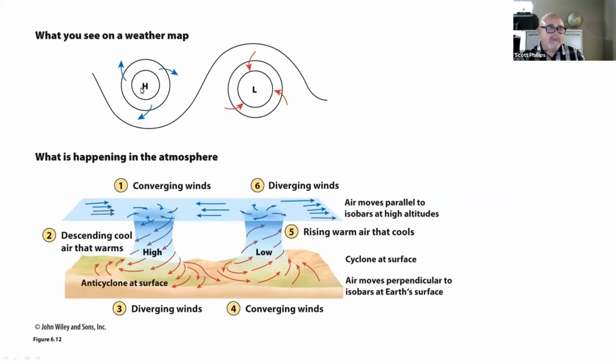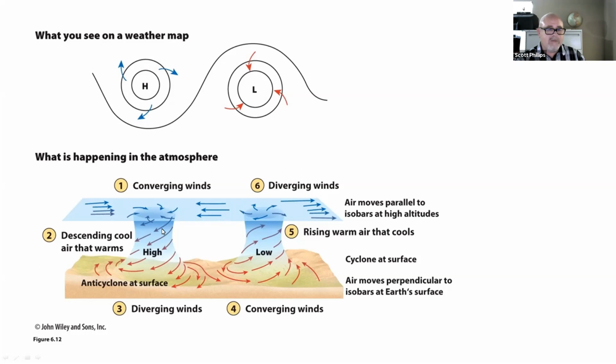So on a weather map, if you look from high pressure to low pressure, rather than winds blowing in a straight line, they're going to be blowing out of a high pressure system in a clockwise direction. That's the wind pattern we see. And then they're going to be spinning into low pressure systems in a counterclockwise direction.